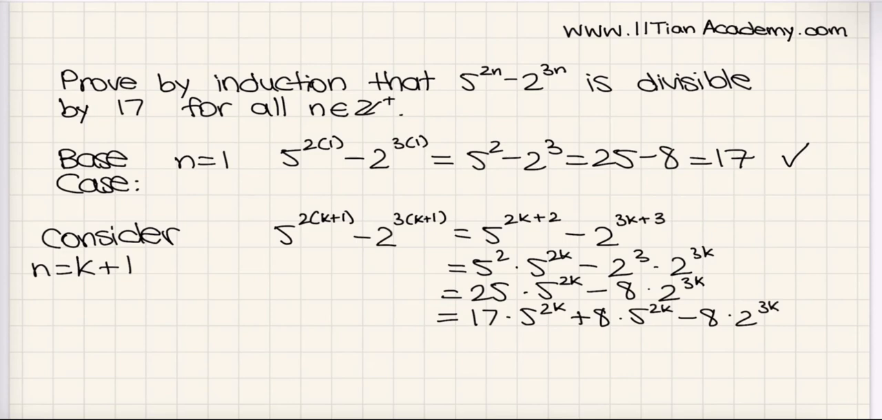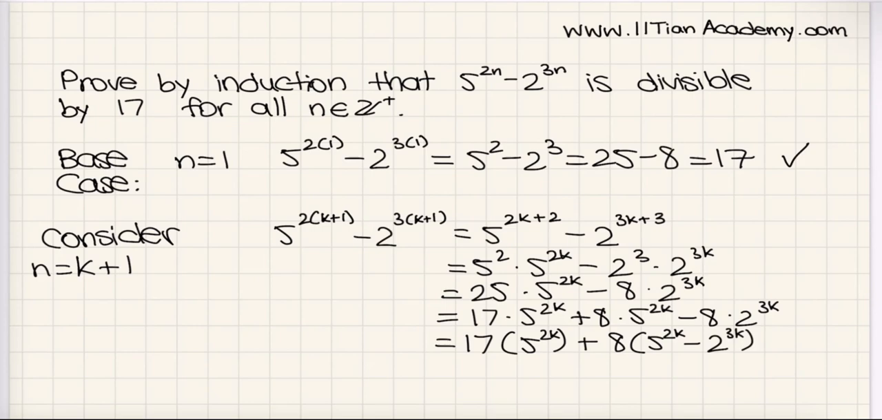So clearly this first part already works out for us. It already is divisible by 17. So 17 times 5 to the power of 2k is good to go. Now we need to find a way to make this second part equal to something that is also divisible by 17, because the whole expression must be. So I'm going to factor out this 8. We're going to have 8 times (5 to the power of 2k minus 2 to the power of 3k).